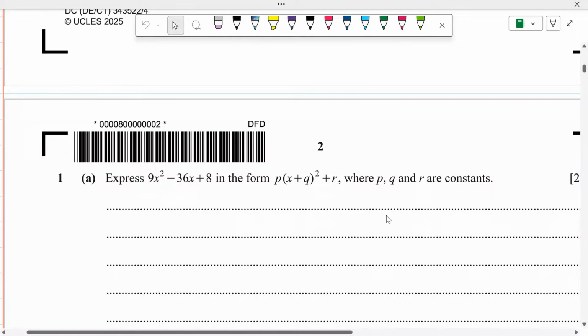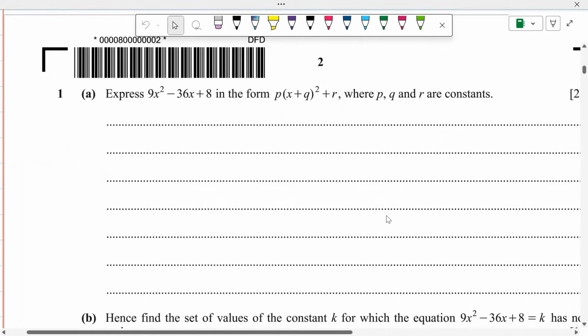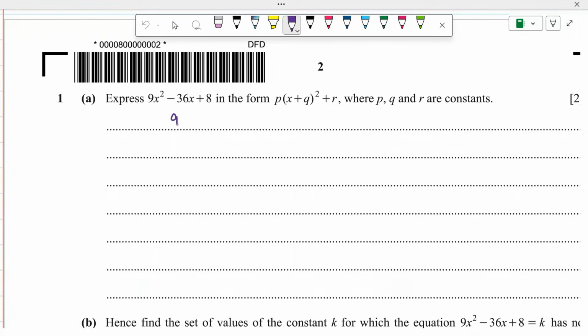Express 9x² − 36x + 8 in the form p(x + q)² + r, where p, q and r are constants. We have 9x² − 36x + 8, and we need to make p(x + q)². So we will take 9 common, and this will be x² − 4x, plus 8. Now we have to complete the square for x² − 4x.